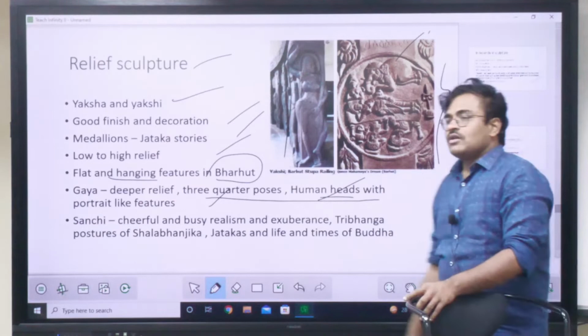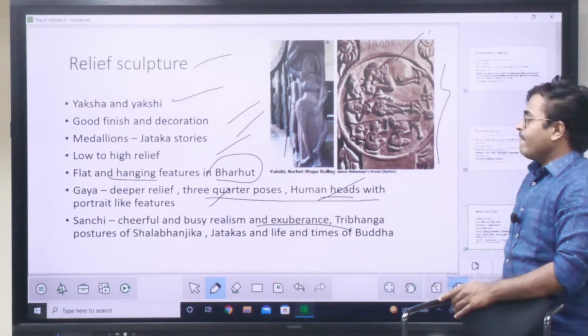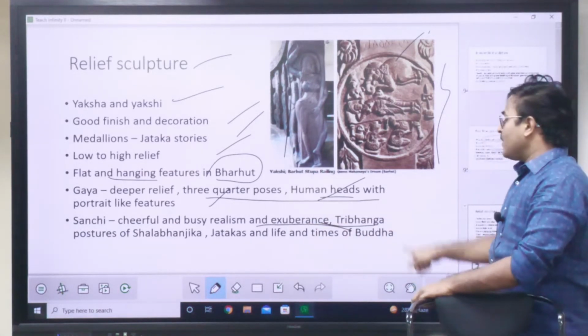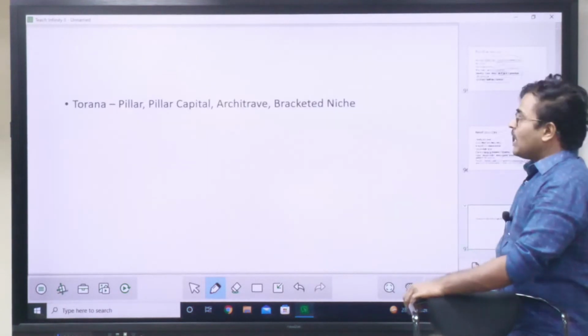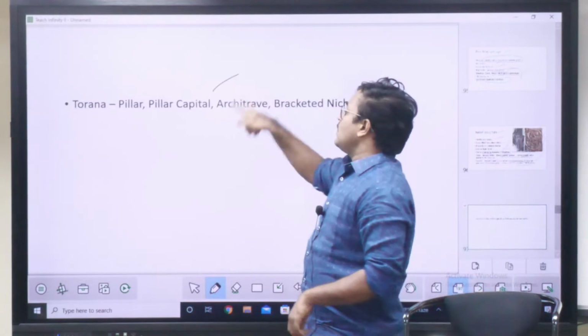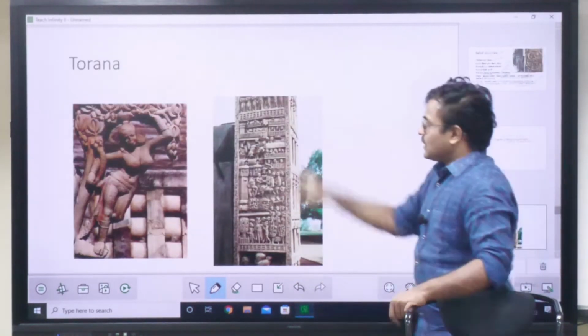And Sanchi is the best place to talk about the bas relief of India. It has cheerful and busy realism and exuberance. Tribhanga postures of Shalabhajikas and Jatakas and life and types of Buddha are depicted. The Toranas are depicted with pillar, pillar capital, architrave and bracketed niche. I'll show the images. So these are the images.